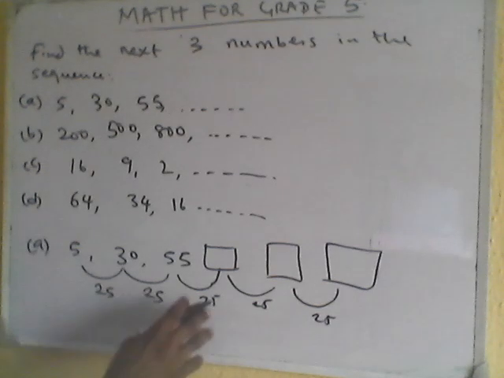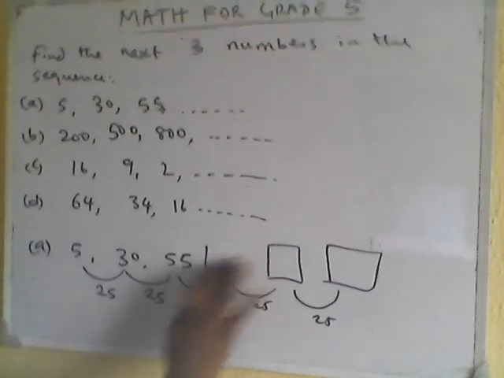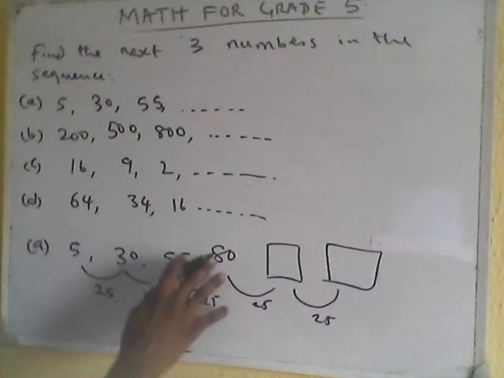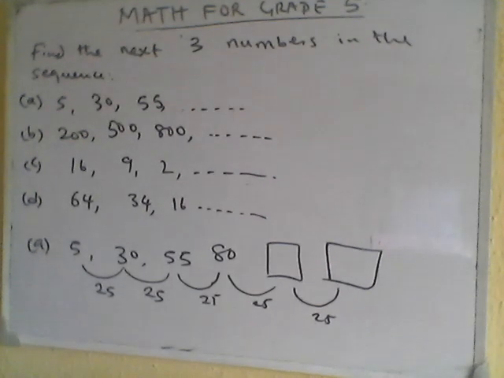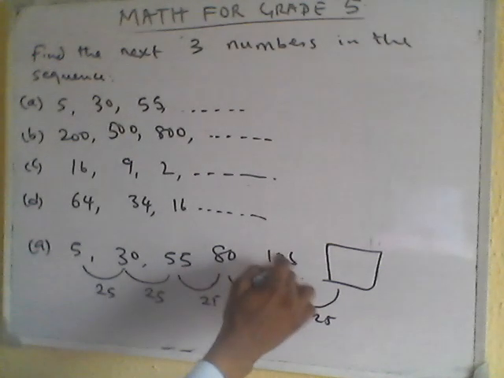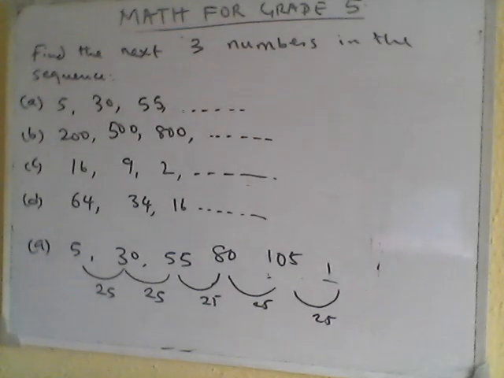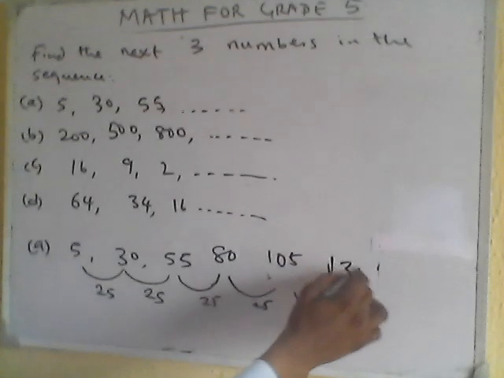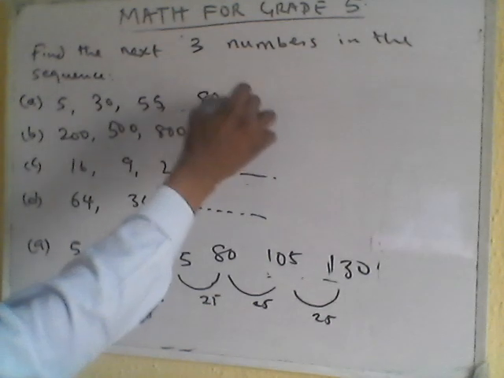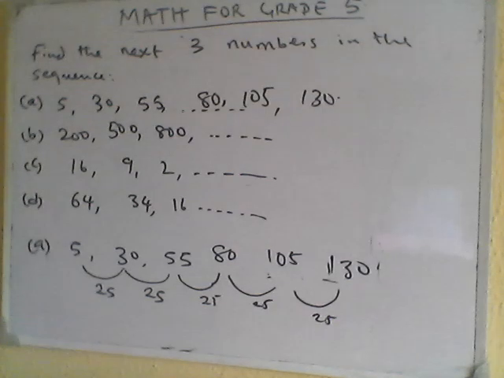Okay, so I'm going to add 25 to 55. When I do so, I will get 80. So 80 is the number that I have here. So I add 25 to 80, I will get 105. So 105 is the number that I have here. And if I add 25 to 105, I will get 130. So I have gotten the next 3 numbers. I'll write it here: 80, 105, and 130. So I've solved for that one.